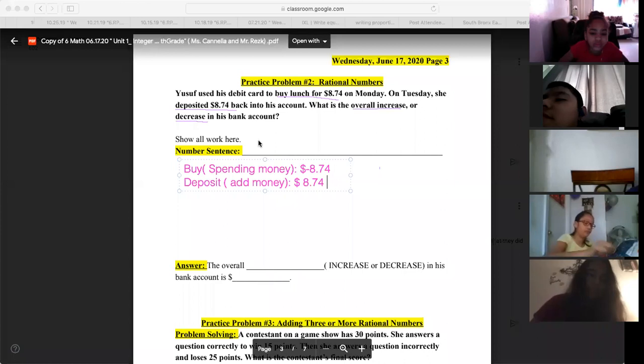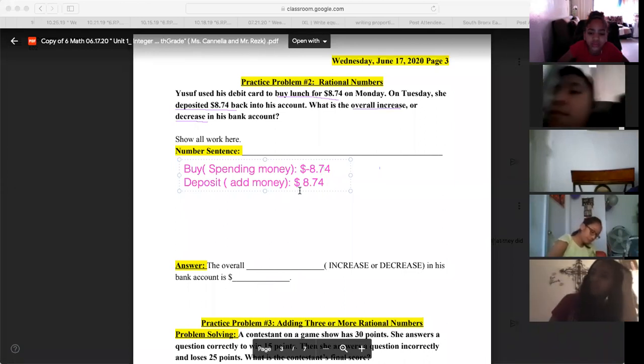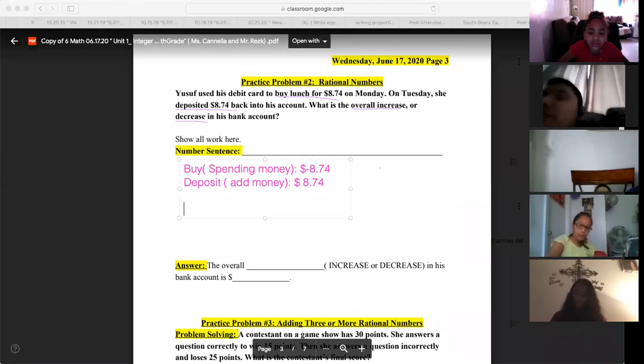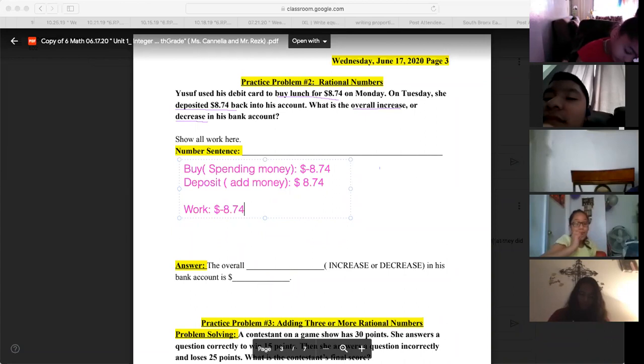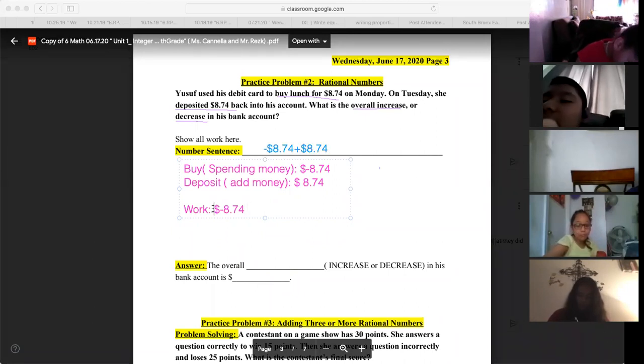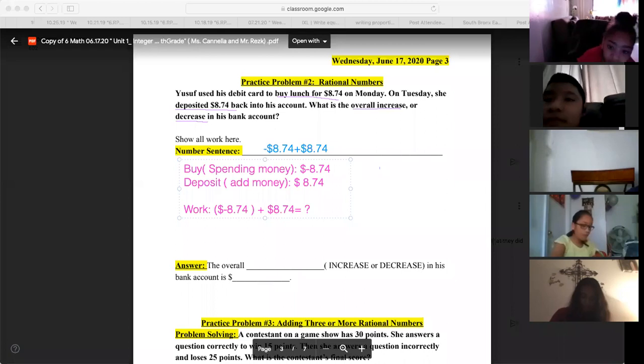Good. So Demi, you're going to write on the number sentence line, negative $8.74 plus $8.74 equals. So this is what the number sentence will read. Demi's going to put it on my line here, but just to show you this is your work, you're going to do negative 8.74. Remember, we want to put the negatives now in the parentheses so we don't get confused. Plus $8.74 is equal to something. That's the number sentence. So now that we have the number sentence, Demi, put equal question mark.